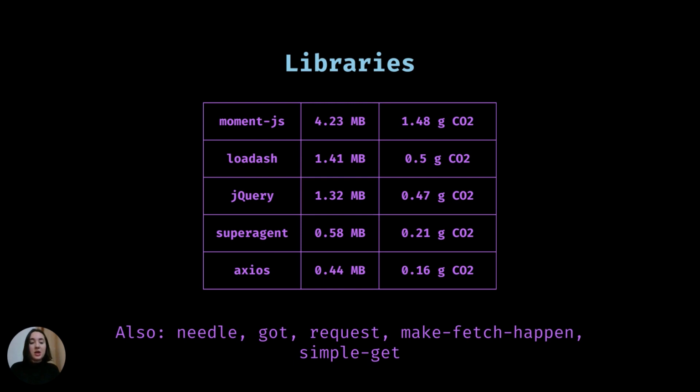Next, libraries. So here you can see a table with a few very popular libraries like Moment.js, Lodash, jQuery, SuperAgent, Axios, but there are also other libraries like Needle, GotRequest. And you can see in the table the corresponding sizes and the corresponding emissions of these libraries. And for example, Moment.js, which weighs almost 4.3 megabytes, emits almost 5 grams of CO2. And here the question that you should ask yourself is, do I really need the functions that these libraries give me? Do I really need those libraries?